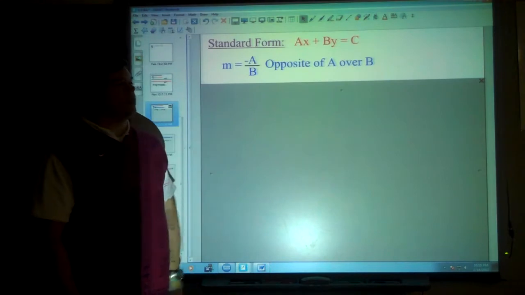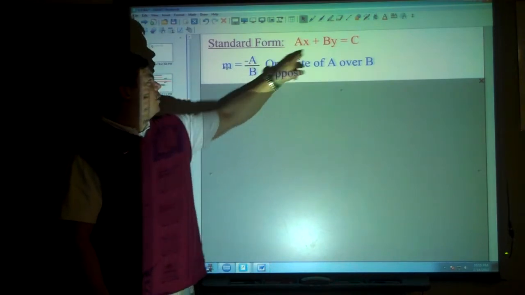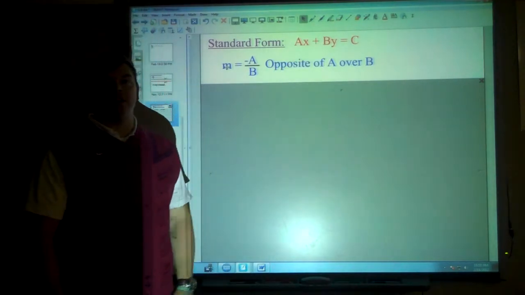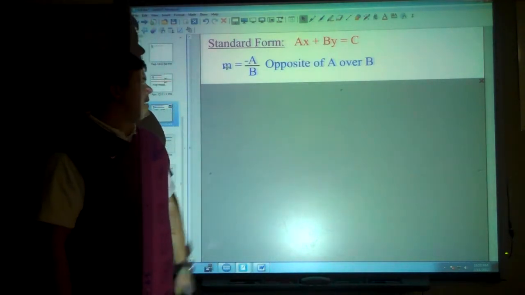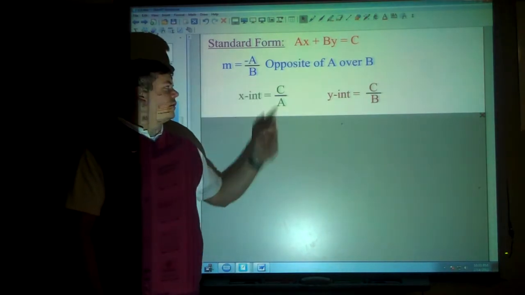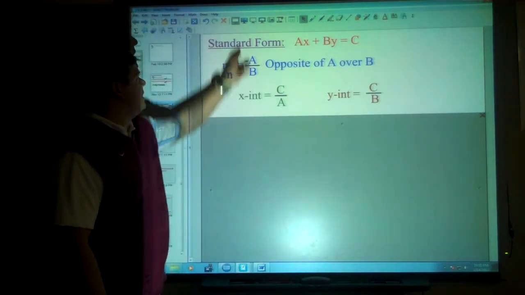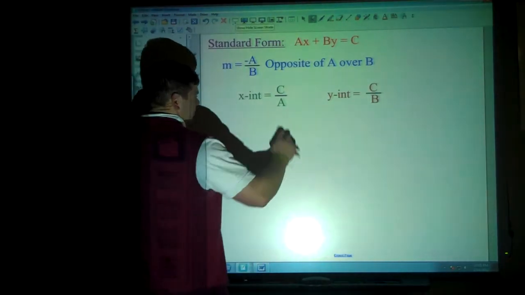For example, the slope is always the opposite of whatever that number is over whatever that number is. Opposite of a over the b. The x-intercept is always the c value over the a value, and the y-intercept is always the c value over the b value. So let's just take a look at one.